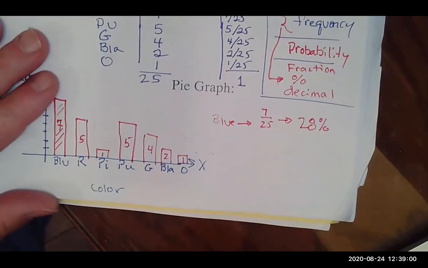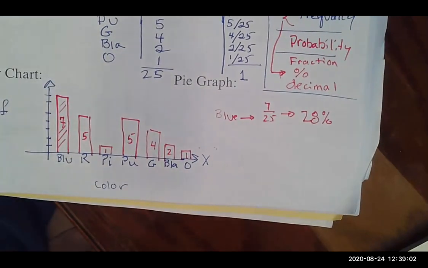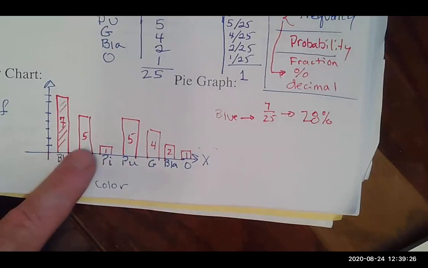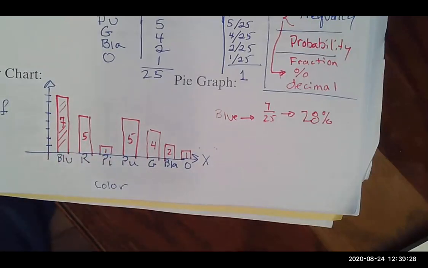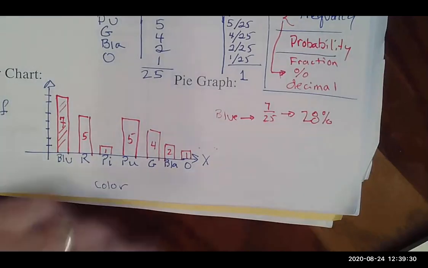I could say, which colors were over 4? Which colors represented something like that, over 4. Now the word over, does that mean you include 4? Over doesn't mean include 4, so you'd say it's blue, red, and purple. Those are over 4.